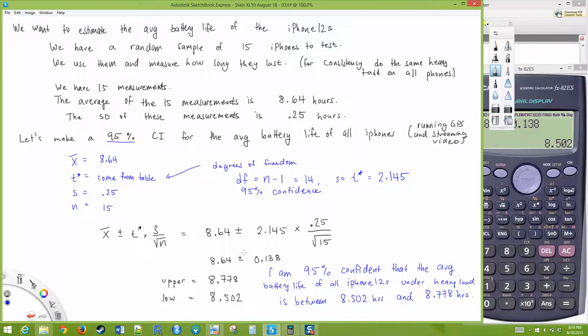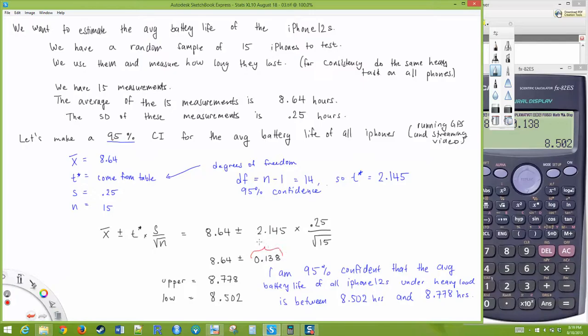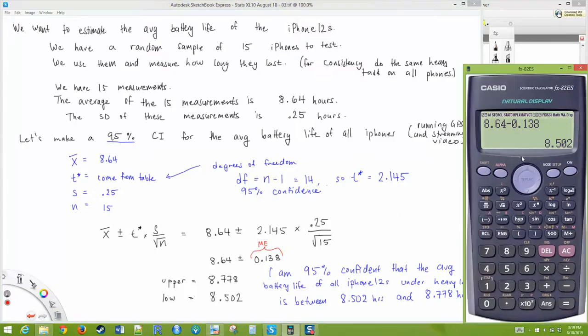The margin of error? Okay, so if somebody asks what is the margin of error, that is 0.138, right? All I'm doing is 2.145 times, and on the numerator I have 0.25, and on the denominator, I divide by the square root of 15. My calculator inserts a parenthesis there automatically, so I close it off, and then I hit equal. Okay? Yeah, Mason.